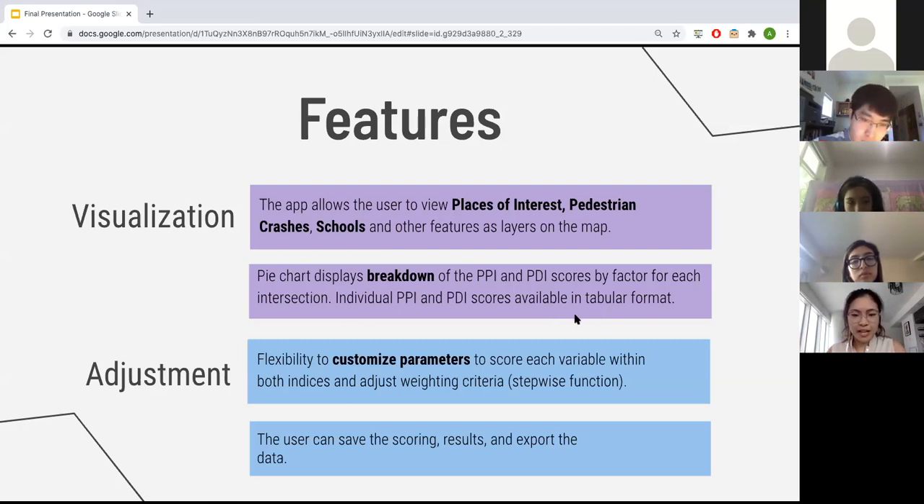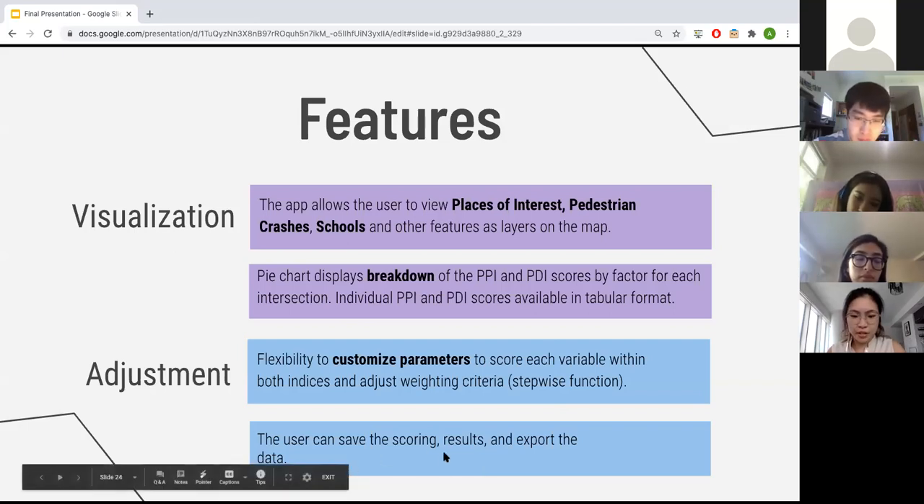The more important part of our Shiny app is the flexibility we offer users to customize the parameters for each score, so that they can adjust the weighting criteria in a stepwise function. With that, they could use this web app not only for crosswalks, but Surrey people can use it for other departments as well, if they want to do more with sidewalks, libraries, or schools, etc. Lastly, they will be able to save their new scoring criteria and the results, and export the data.